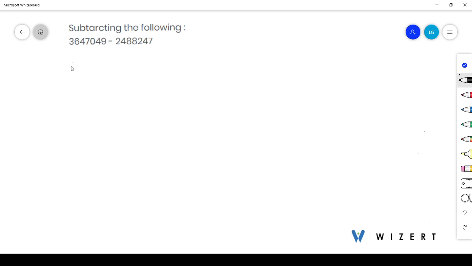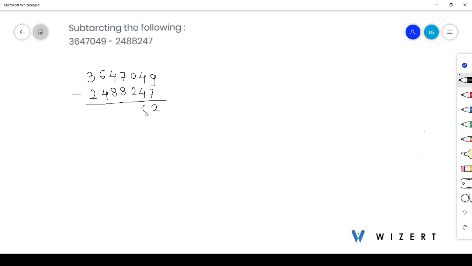Our question is subtracting the following. We have to subtract 2,488,247 from 3,647,049. Write this: 3,647,049 minus 2,488,247. Do this subtraction. 9 minus 7 is 2.